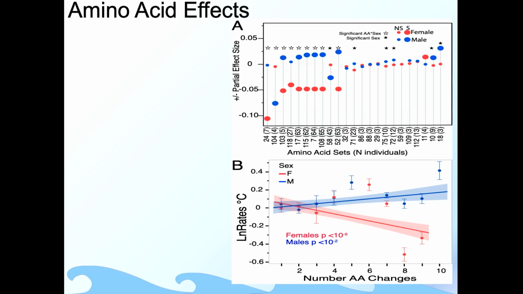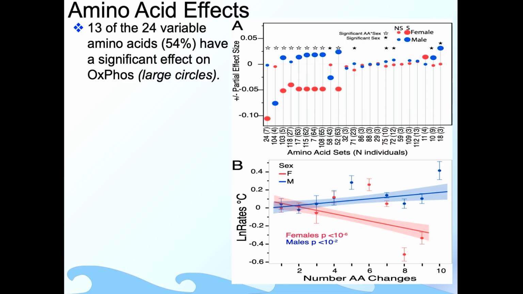And so we can look at the effect of the amino acids. There's 13 to 24 amino acids that affect mitochondrial rates. What you can see here on the top graph is amino acid sets, and then the partial effect size, how much of the variance is explained by the amino acids. The large dots are significant. Red is females, blues are males, and the stars across the top are whether they're different between males and females.